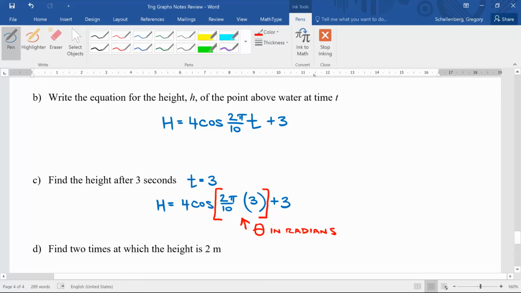Think of that as being your angle. So as you're punching this into your calculator, you need to make sure you're in radian mode. Do the cosine of 2 pi over 10 times 3, that's like 6 pi over 10. So do the cosine of 6 pi over 10, hit equals, multiply that by 4, hit equals, and add 3. And you should get 1.76 meters.